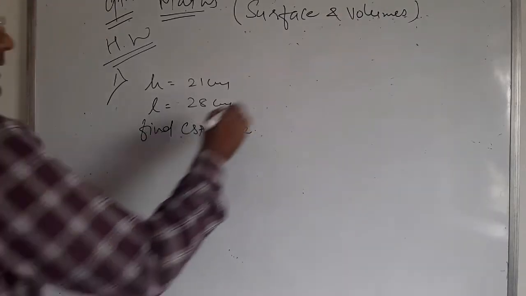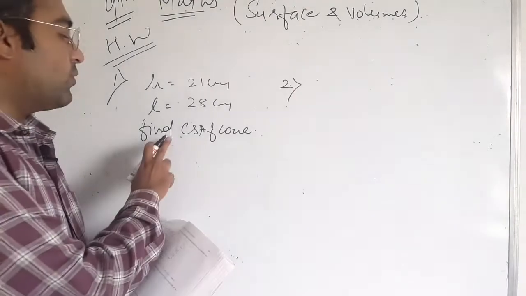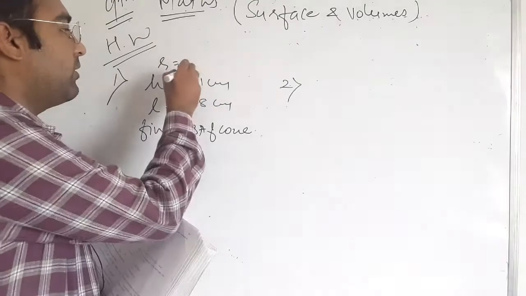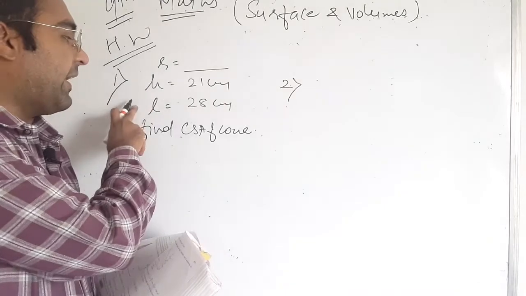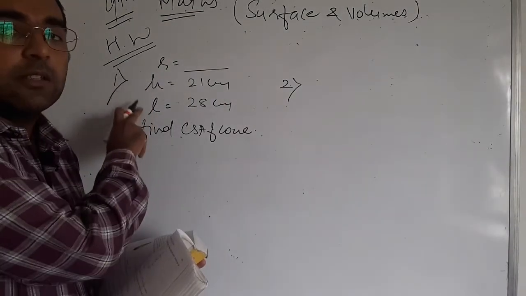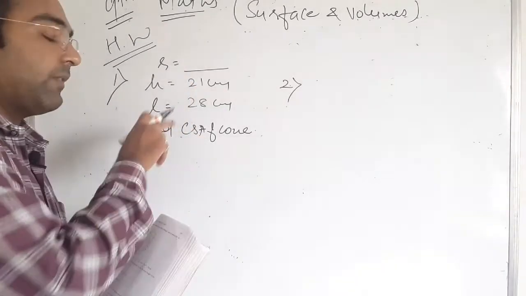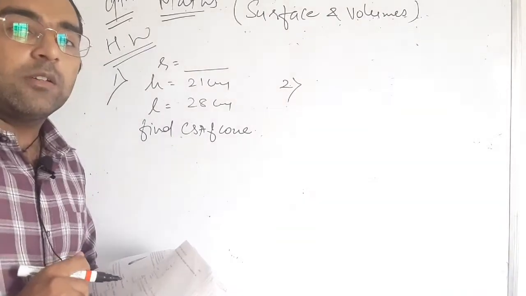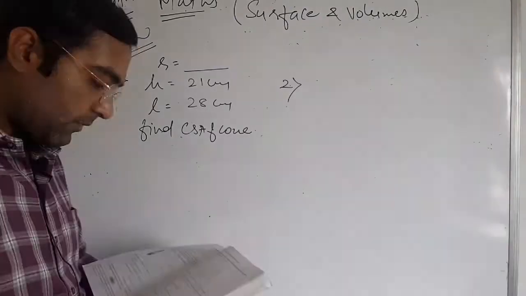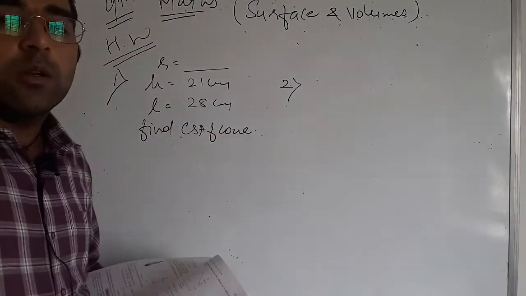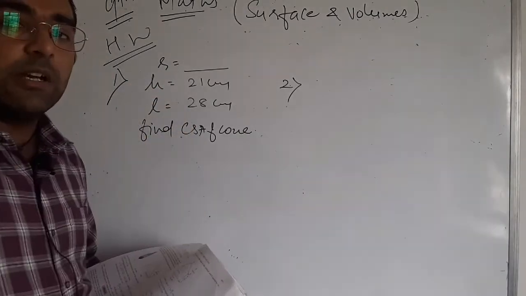I'll give you a hint for this question. First of all you must find the radius of the cone, using the Pythagoras theorem in the triangle. Put the values of height and slant height, and find the value of the radius. Then put the values of radius and slant height to find the curved surface area of the cone. Without the radius you can't find the curved surface area.